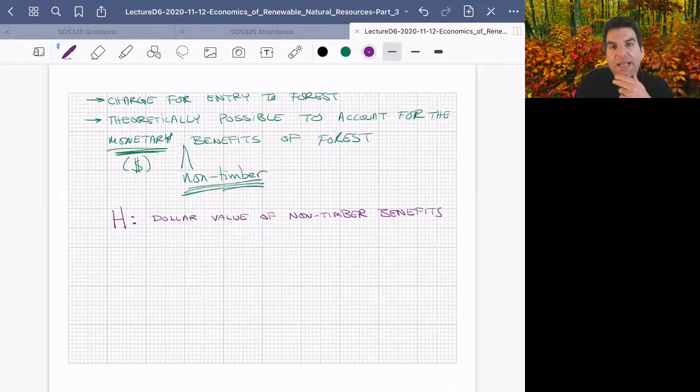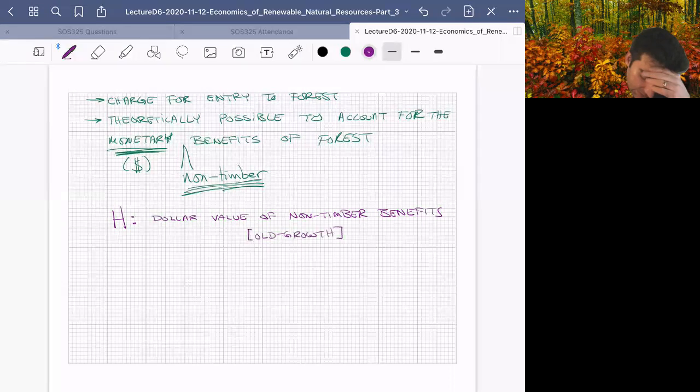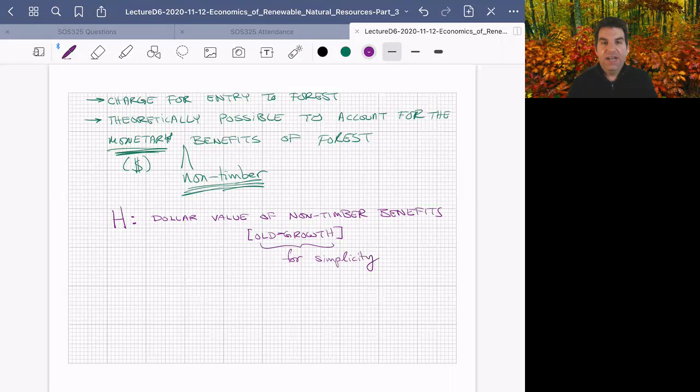And it might be easier for us to focus specifically on old growth non-timber benefits for simplicity. In which case you could think about, we've maybe tallied up all the different values, and it turns out that all of the values kind of skewed towards old growth forest or something like that. So then how do we model that? Well, we can think of this in terms of a marginal cost and marginal benefit of harvesting.